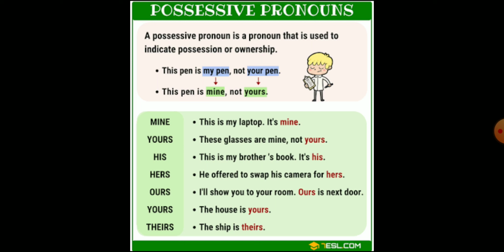For mine we can say, this is my laptop, it's mine. It is showing possession. These glasses are mine, not yours. This is my brother's book, it's his. He offered to swap his camera for hers. I will show you to your room. Ours is next door. The house is yours. The ship is theirs. So this was about possessive pronoun, which I guess is clear to everyone.